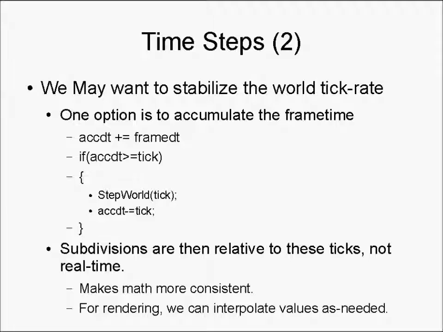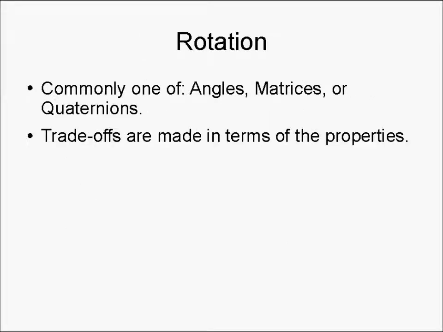Time steps 2. We may want to stabilize the world tick rate. One option is to accumulate the frame time. Subdivisions are then relative to these ticks, not real time. Makes math more consistent. For rendering, we can interpolate values as needed. Rotation. Commonly one of angles, matrices, or quaternions. Trade-offs are made in terms of the properties.